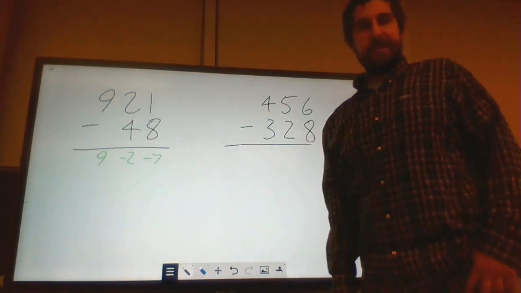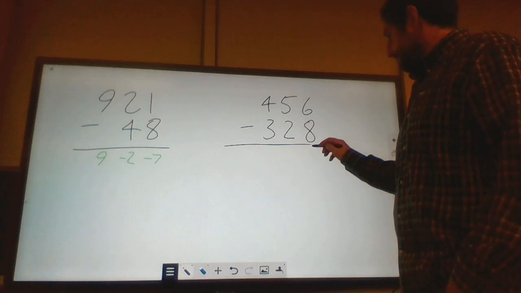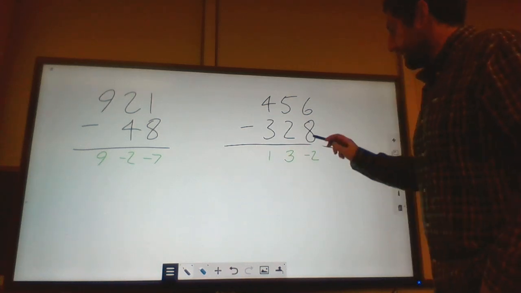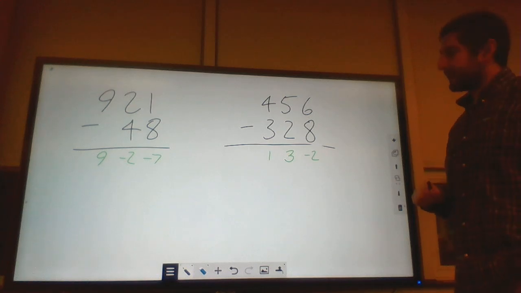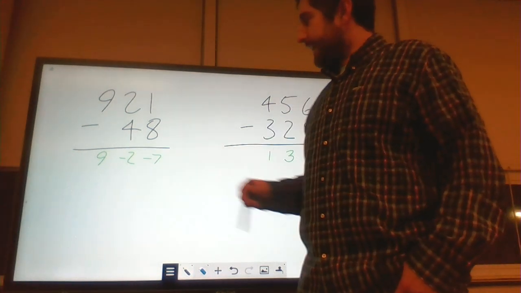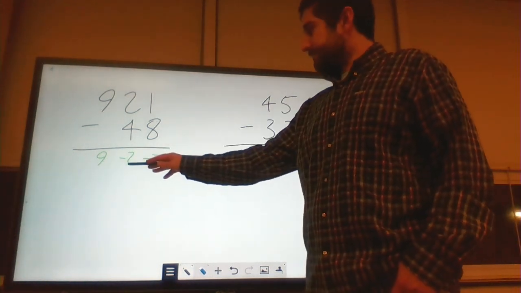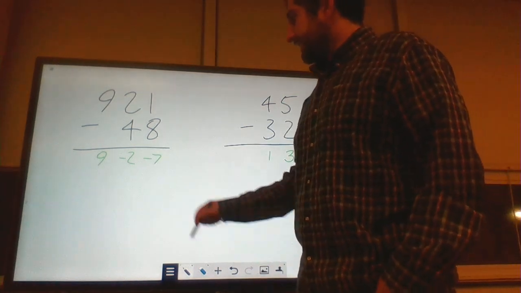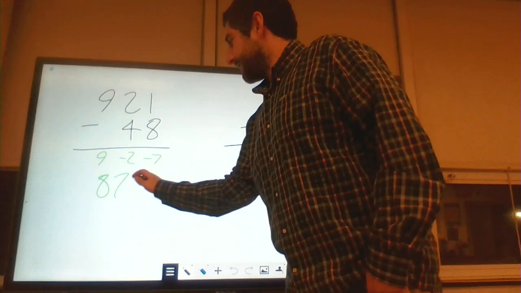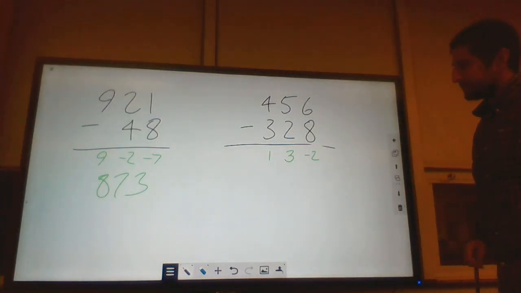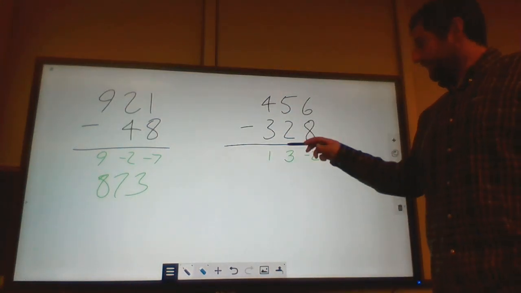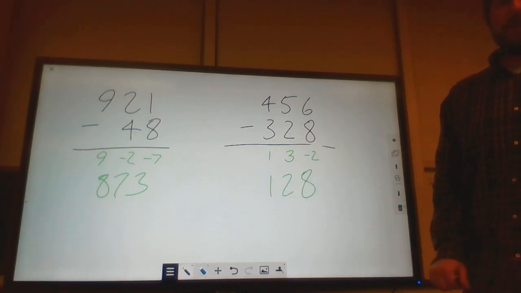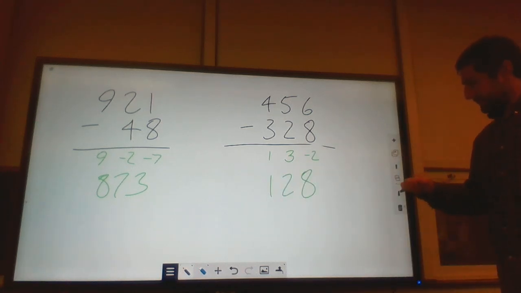So these are the digits that I come out with for the first one. These are the digits that I come out with for the second one. For the first one, I'm thinking of this as 900 minus 20. That's 880. 880 minus 7. That's 873. Over here, even easier. 130 minus 2. That's 128. So that's the mental math ones.